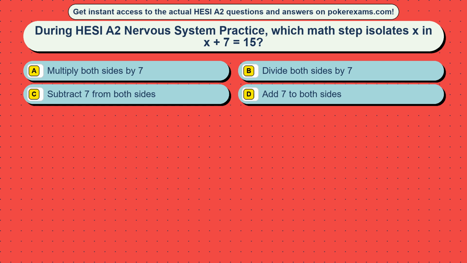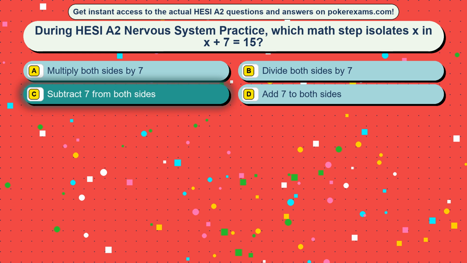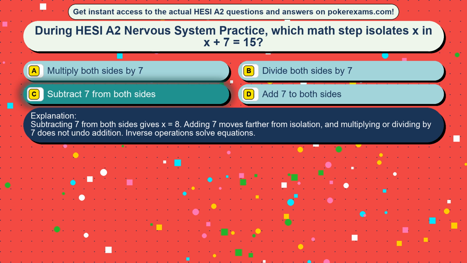Question 11. During HESI A2 nervous system practice, which math step isolates x in x plus 7 equals 15? Option A, multiply both sides by 7. Option B, divide both sides by 7. Option C, subtract 7 from both sides. Option D, add 7 to both sides. The correct answer is option C, subtract 7 from both sides. Subtracting 7 from both sides gives x equals 8. Adding 7 moves farther from isolation, and multiplying or dividing by 7 does not undo addition. Inverse operations solve equations.